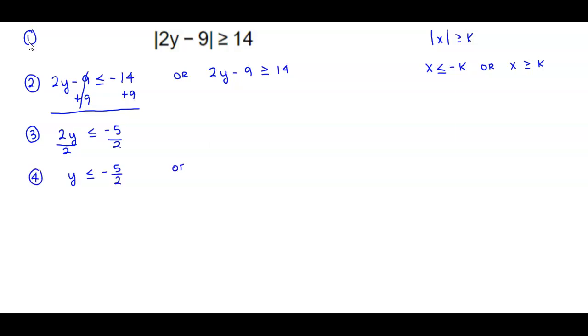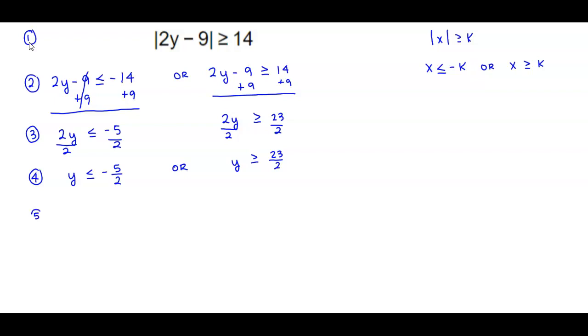Okay, or on this side, we're going to add 9 to both sides. So we end up getting 2y, which is greater than or equal to 23. Divide both sides by 2, and therefore y is going to be greater than or equal to 23 over 2.